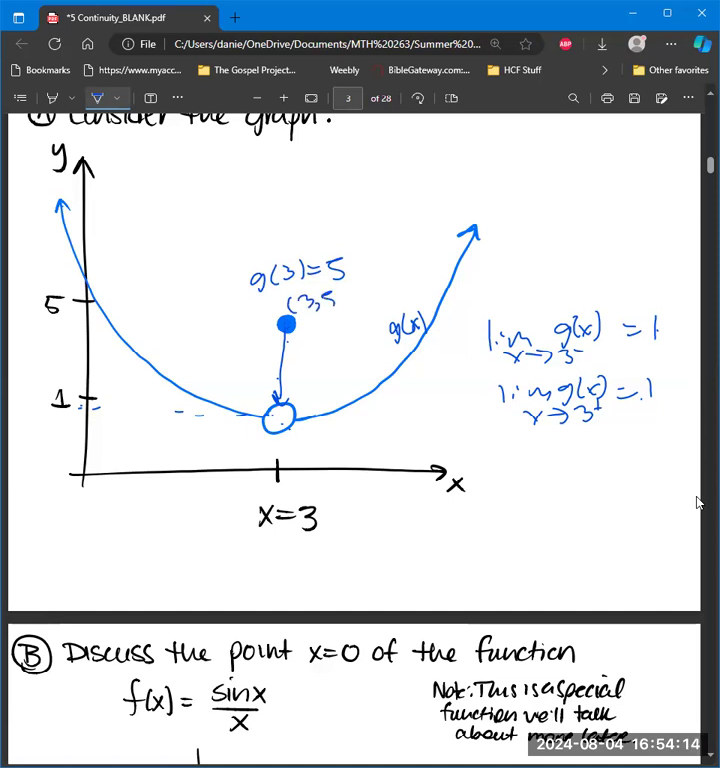We want to redefine g of x so that it equals this function here when x is not equal to 3, and we want it to be equal to 1 when x equals 3, and we want to move that point down here and plug up this hole. That's how we're going to fix a point discontinuity. It's fixable, right?